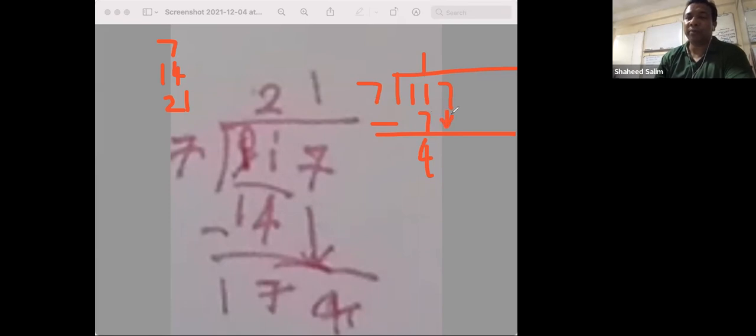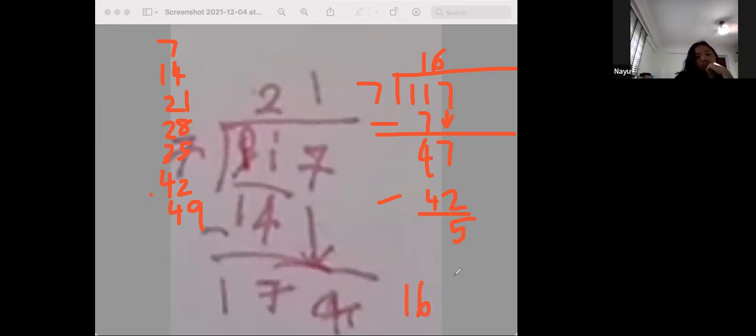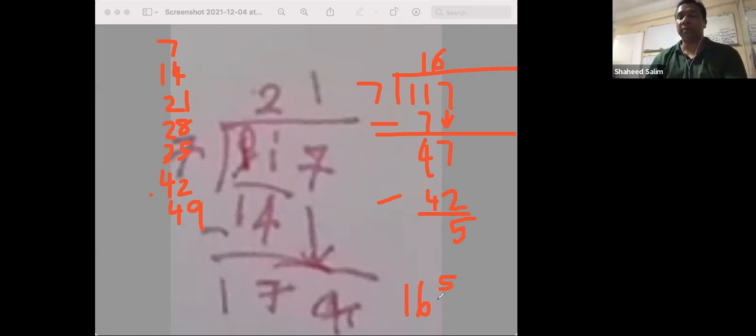Now bring down the 7. So what number? Let's see now. 7, 14, 21, 28, some more, 35. You must know the timetable. 35, 42. And the last one, 49. So what number? 47, we should take 42 lah. So 42 divided by 7 is what? Is 6. 6 times 7 is 42. So you minus get 5. So what is it equal to? 16 whole 5 over 7. This is your answer. Are you okay?